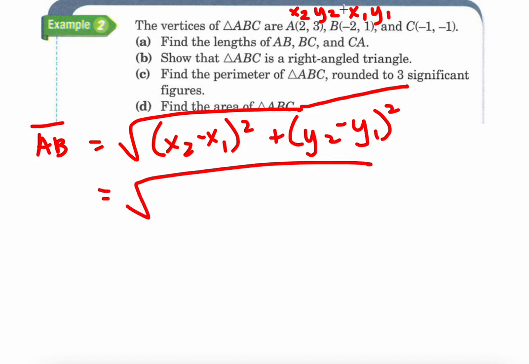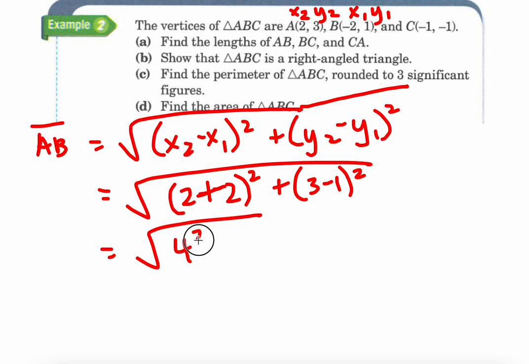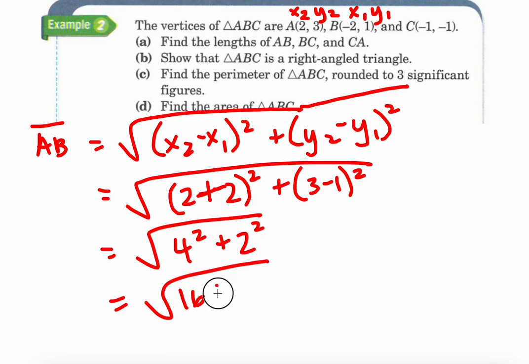All right, so I have x2, 2 minus negative 2. I know from before that I like those two minuses together because they become a plus, and then I can avoid negatives. Y2 minus y1, 3 minus 1. Oh, so much better than 1 minus 3. Square that, and so I get the square root of 4 squared plus 2 squared, which is really 16 plus 4, which is really square root of 20. So AB is the square root of 20. Let me put that over here.